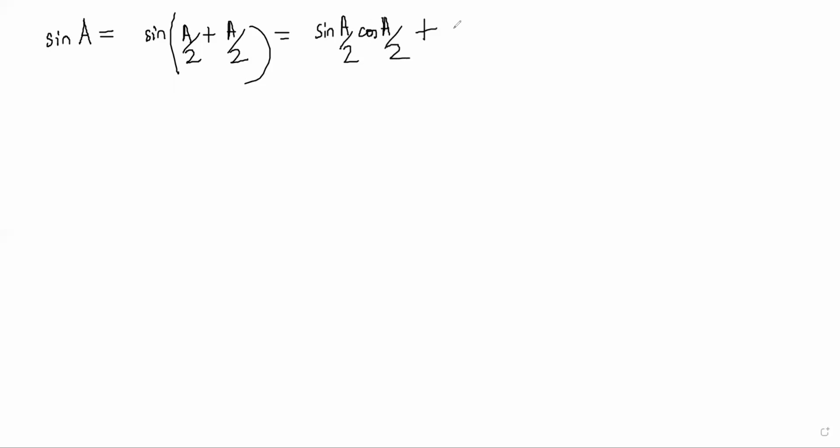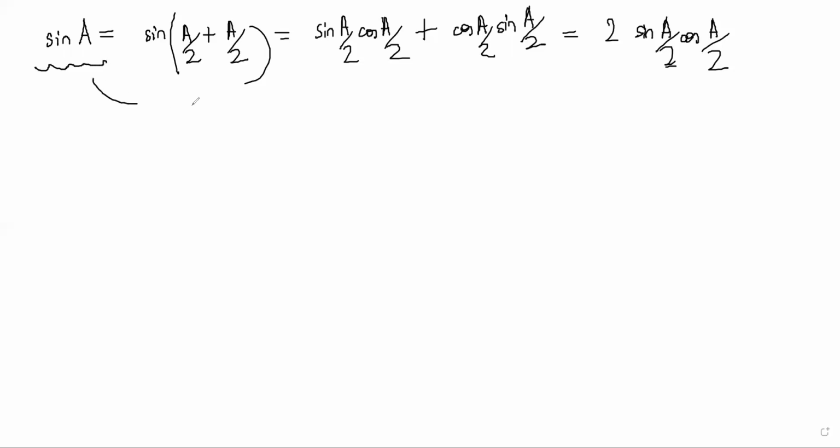We can also write sine of a is equal to sine of a by 2 plus a by 2, right? Now half angles, basically, we can simply use like this. So this will become sine a by 2 cos a by 2 plus cos a by 2 sine a by 2, right? So this will be simply 2 sine a by 2 cos a by 2. So that is a half angle formula. Sine a has become 2 sine a by 2 cos a by 2, right?